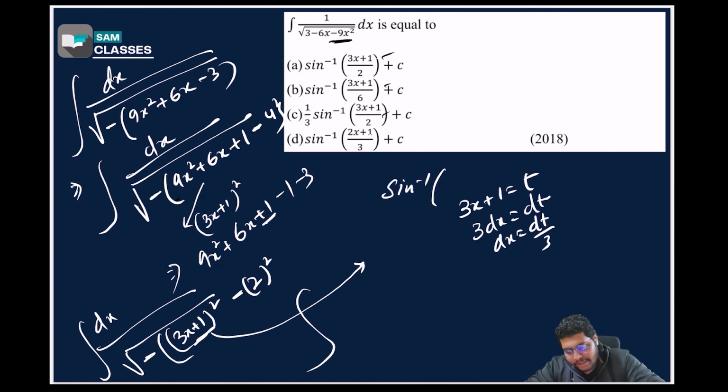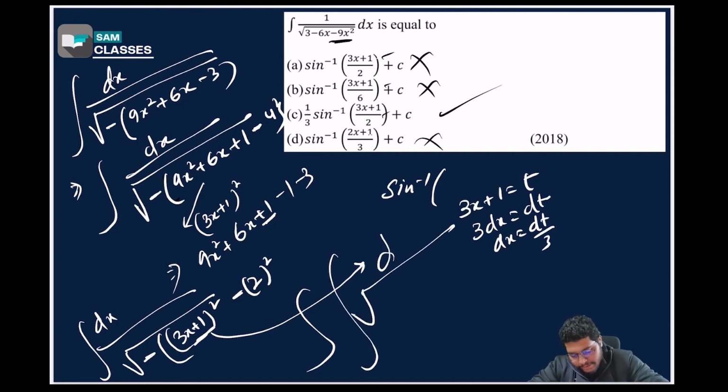So 1 by 3 will go out, and they haven't written it. Correct. In none of the other options is there a 1 by 3 outside. This is gone, this is gone, this is gone. Directly we can do with this. So what was difficult in this, tell me? Nothing was difficult in this question. So you just needed to understand the standard formula, students. The standard formula is integration dx by root of a square minus x square. That's it. So everybody got it? This is the simple concept that we are using here.